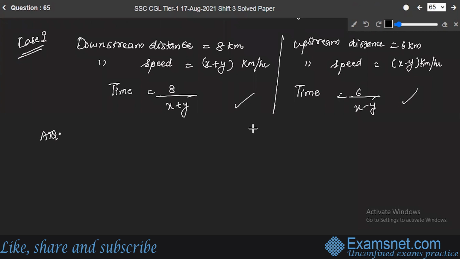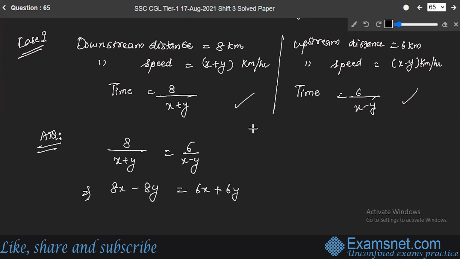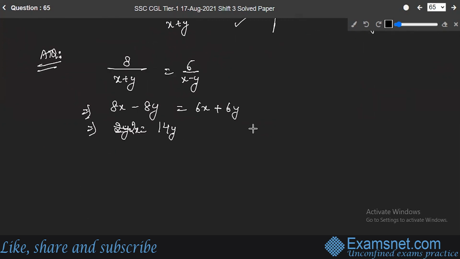According to question, 8 upon x plus y is equal to 6 upon x minus y. Cross multiplication will give you 8x minus 8y is equal to 6x plus 6y. This will be 2x is equal to 14y. Sorry, here will be x. 2x will be equal to 14y, and this will be x is equal to 7y. So do note this one.